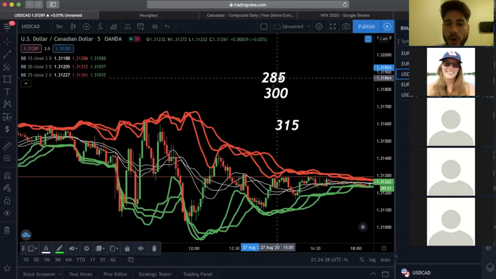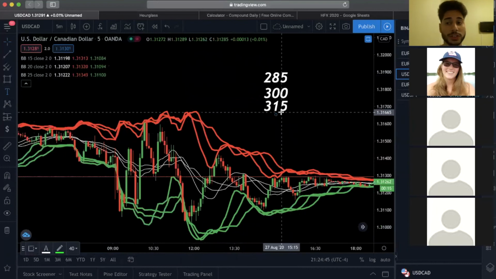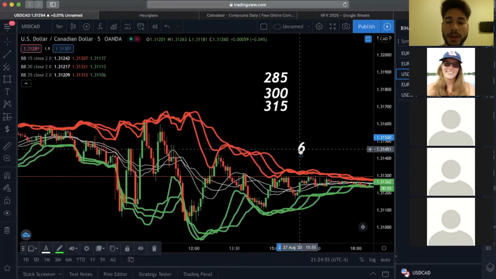Before I even start trading, I'm going to have my inputs. Once I get the $315 today, I am done for the day. I'm only going to trade 1 or 2% of my account. So I'm literally going to search on Google, what's 2% of 300? It's 6. Okay, now I know my put in.